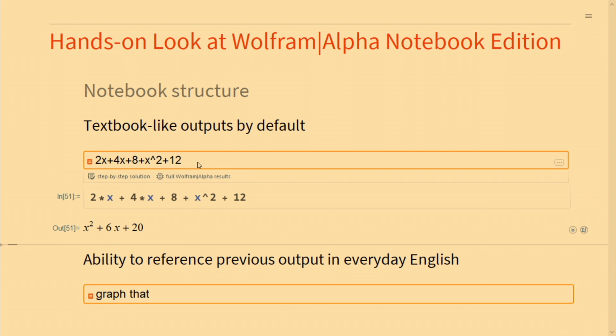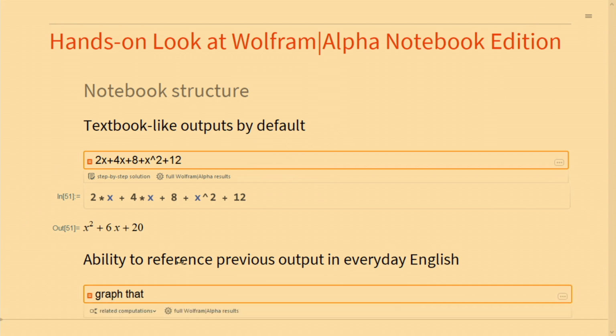So Stephen talked about this a bit at the keynote, so I will try not to repeat what he said, but the workflow for Wolfram Alpha Notebook Edition really points you towards this everyday English way of entering calculations. That being said, it's all notebooks. A notebook is a notebook, but in terms of the workflow, it really encourages you to use this everyday English, to use the Wolfram Alpha technology to turn plain everyday English into something that is a computation. So here in this case, we're just simplifying an algebraic expression. And then also we can say something like graph that.